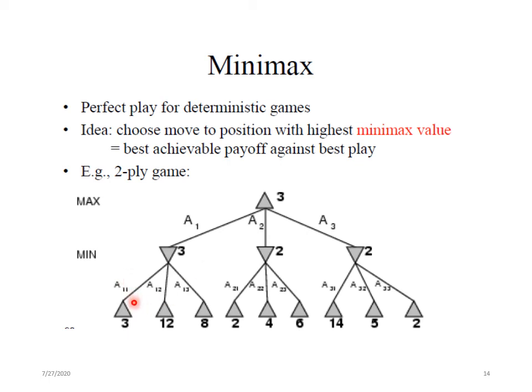Here you consider this is the computer's turn and this is the turn of the opponent. So the opponent will take the minimum value of 3, 12, 8, which will be 3, and it will take 2, 4, 6, the minimum value is 2, and the minimum value of 14, 5, 2 will be 2, and the maximum value of 3, 2 and 2 will be 3. So 3 will be the answer, the maximum value.